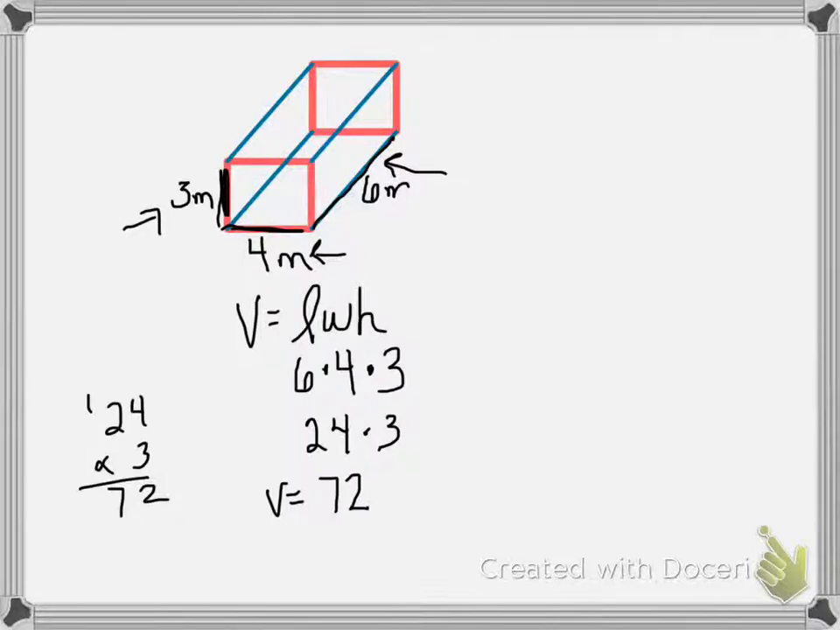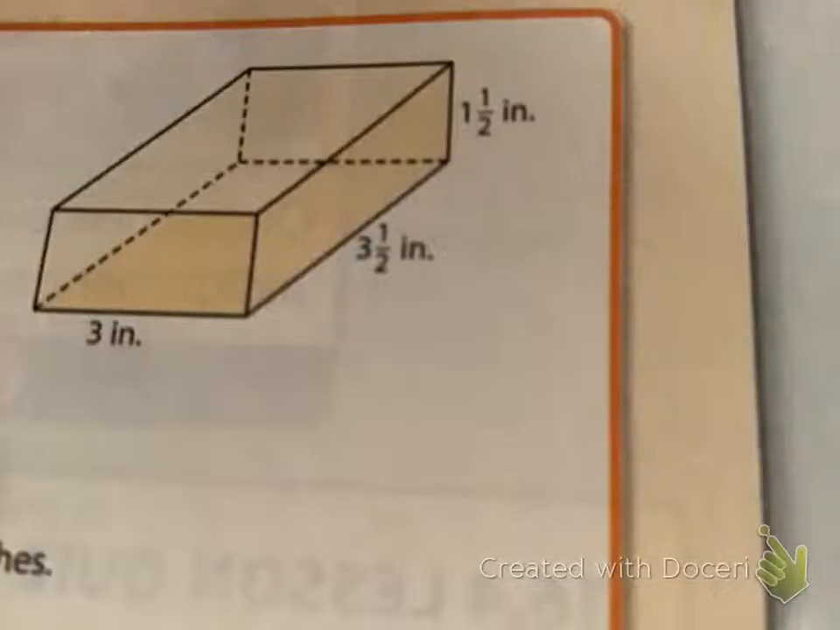Now listen to this. Meters cubed. Area was squared. Volume is always cubed, and we write it with the exponent. The exponent is 3 always in a volume problem. Okay? So exponent of 3. It's cubed. All right. Now let's try one that's a little bit different.